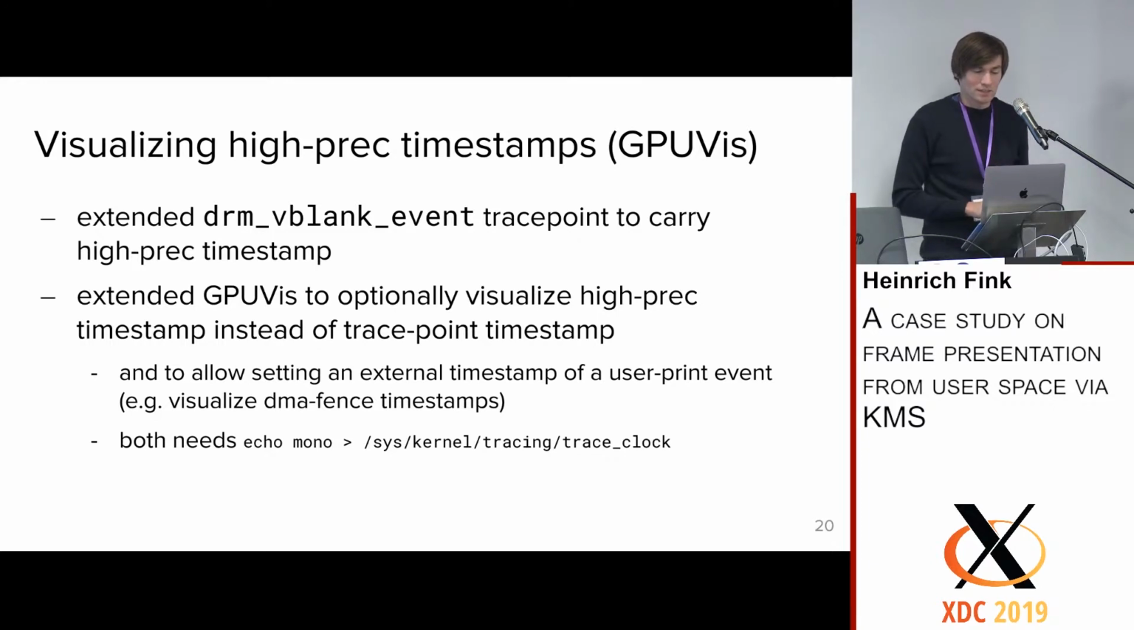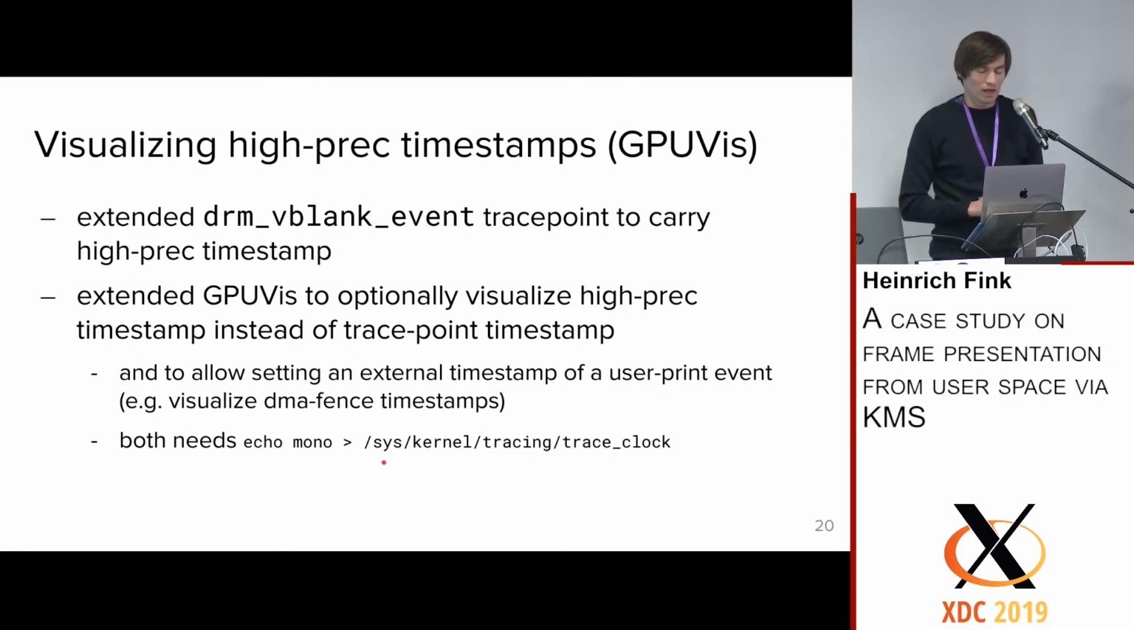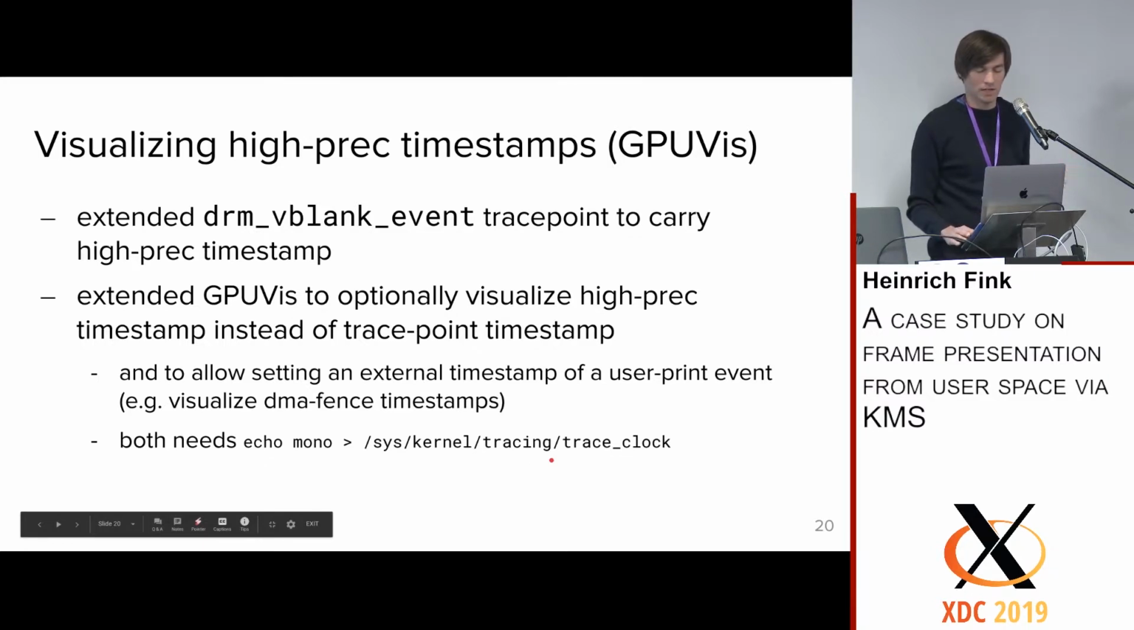Another thing I want to mention here is, since I was playing around with the VBlank timestamps, I thought it would be nice to visualize them, and we had a few discussions on the GPU-Viz project. The way I've implemented it is to simply extend the DRM VBlank trace point to now carry this high precision timestamp. And I also extended GPU-Viz to optionally use that timestamp to show the VBlank markers. One thing to mention here is GPU-Viz is using ftrace under the hood. And if you want to use this feature, you have to make sure to set the tracing clock to monotonic clock. Otherwise, we can't relate the timestamps.